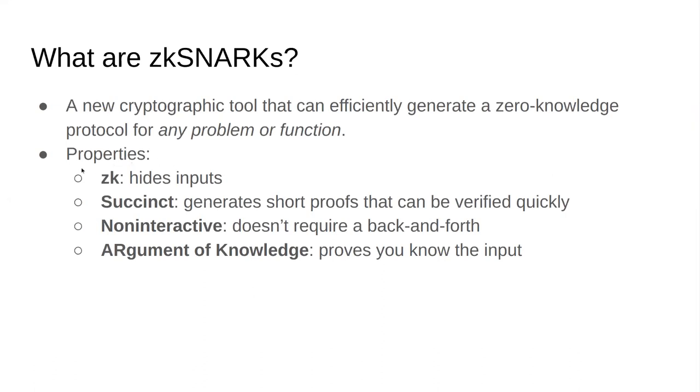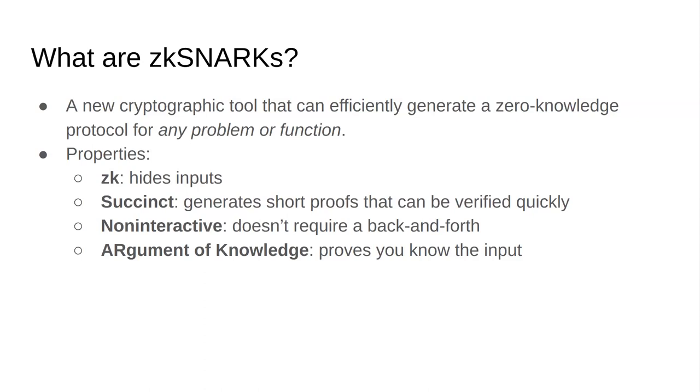So these are the properties of zero knowledge stacks. ZK has zero knowledge: it hides the input, just like we saw in the three map coloring example. The verifier is not expected to know the input. And it's succinct. Succinct in the sense that the proofs generated are short and can be verified quickly.